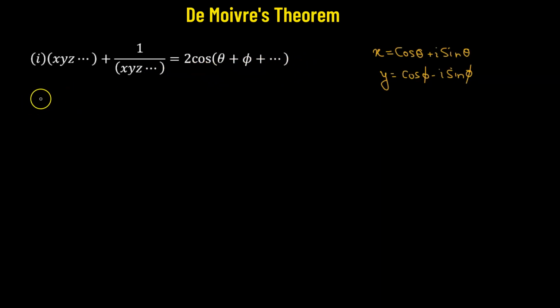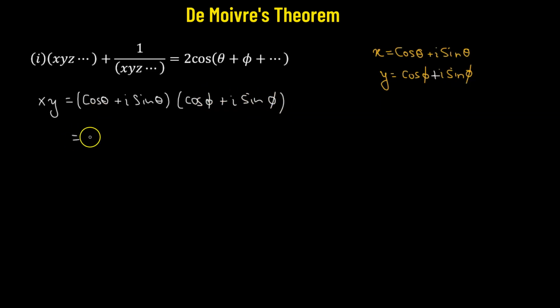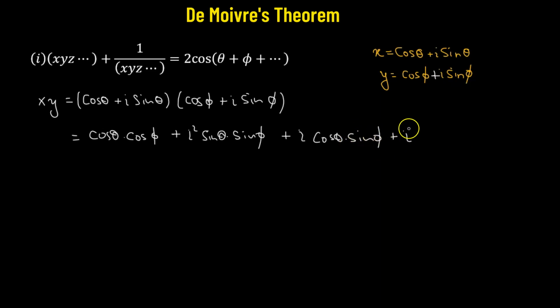So we'll start with first multiplying x with y. That means we have cosine of theta plus iota sine theta, and this whole thing is multiplied by cosine of phi plus iota times sine phi. This we have already obtained. Now when we distribute cosine theta plus iota sine theta with this cosine phi plus iota sine phi, we'll have cosine of theta times cosine of phi plus iota squared sine theta times sine phi plus iota times, we have cosine theta times sine phi plus iota times sine theta times cos phi.